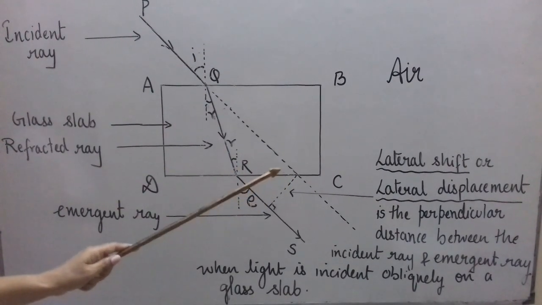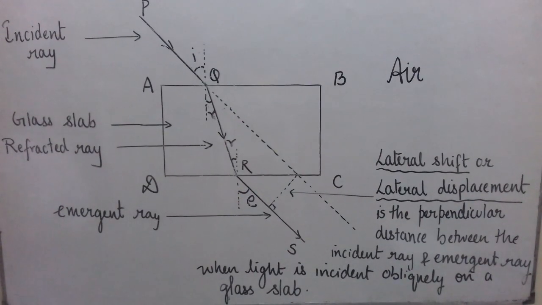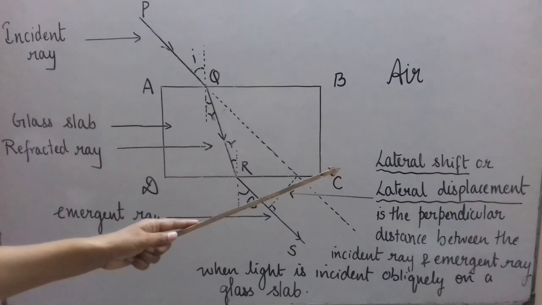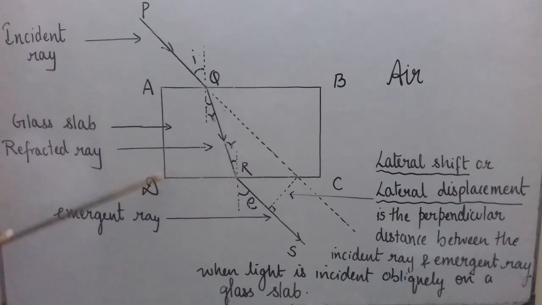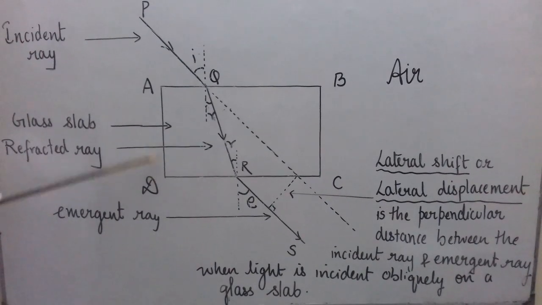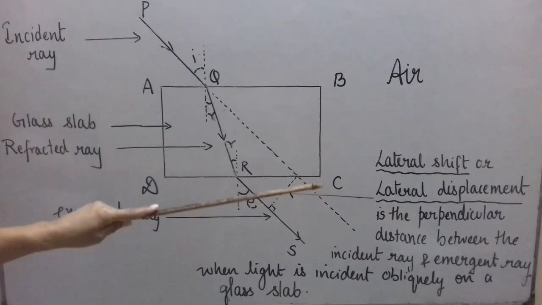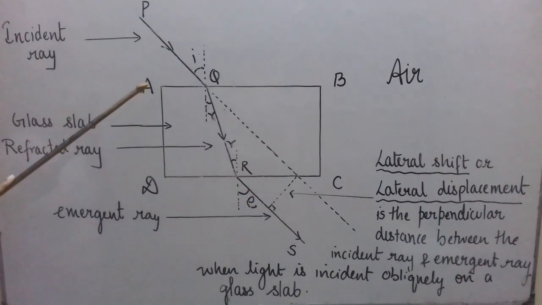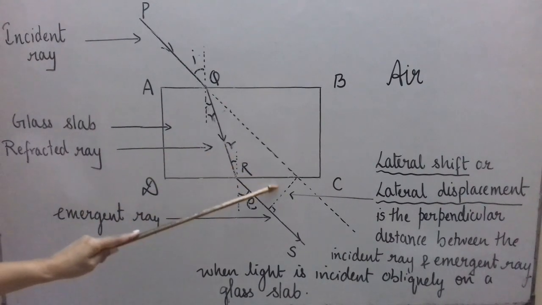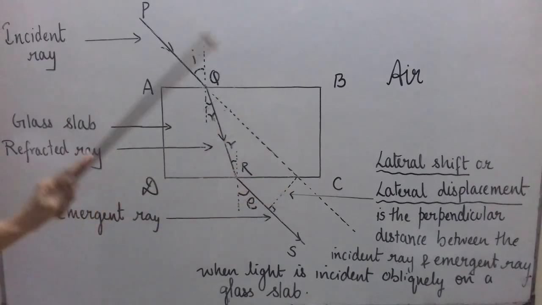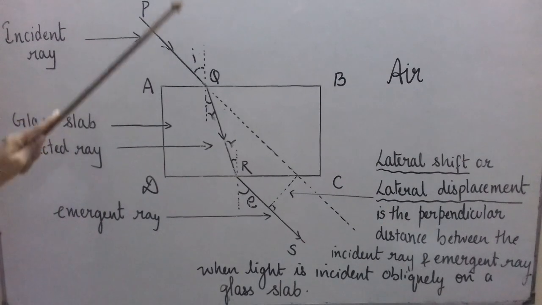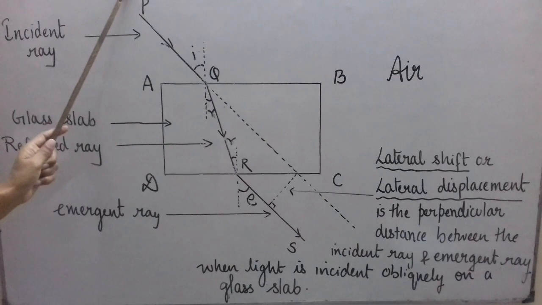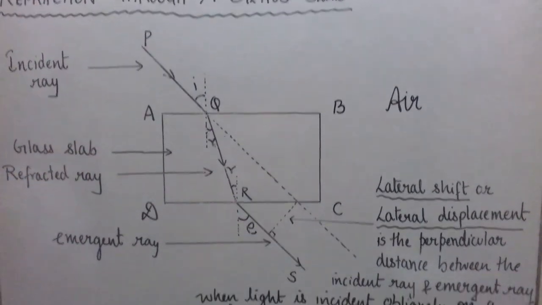If you change I, always E will be equal to I, but if you increase I, this lateral displacement will also increase. So at least for the time being, you should remember that there are two factors on which lateral shift depends. Which are they? One, the thickness of the glass slab, this AD, and secondly, the angle of incidence. It depends directly on them. It means as you increase I, lateral shift will increase, or as you increase the thickness AD, lateral shift will increase. And remember, through the glass slab, whenever refraction takes place, I is always equal to E. Hope you have understood refraction through a glass slab properly.